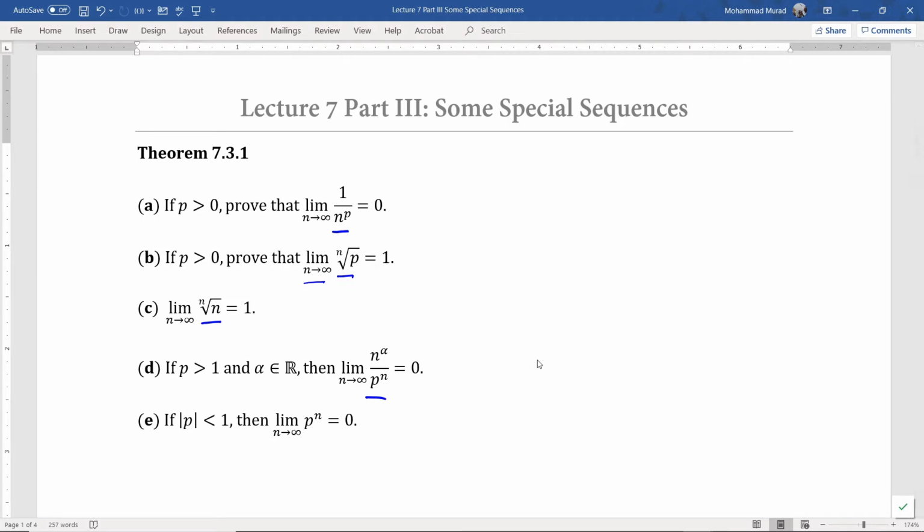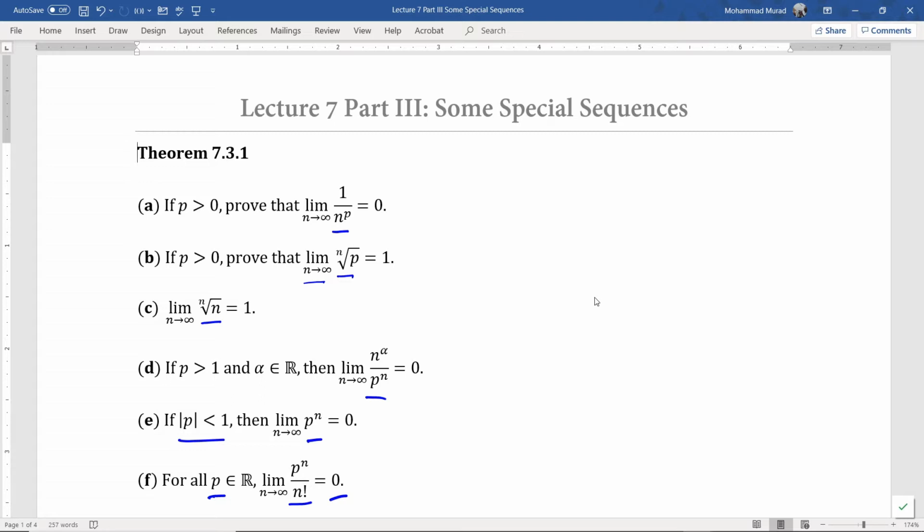If the absolute value of p is smaller than 1, then the limit of p to the n as n approaches infinity equals 0. For all real numbers p, the limit of p to the n over n factorial as n approaches infinity equals 0.